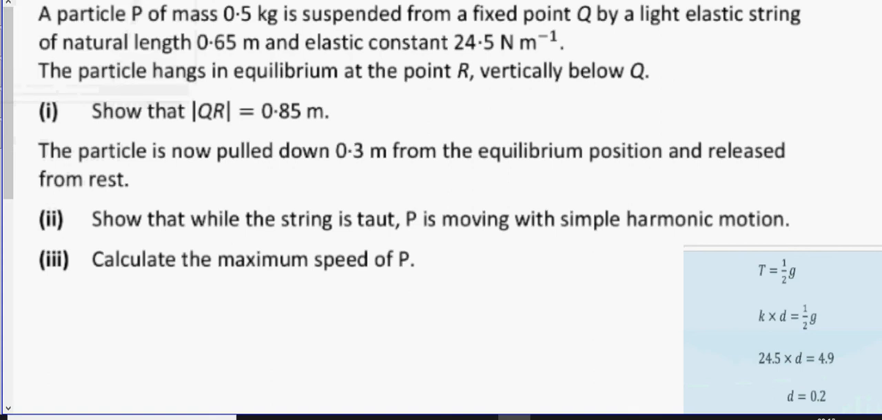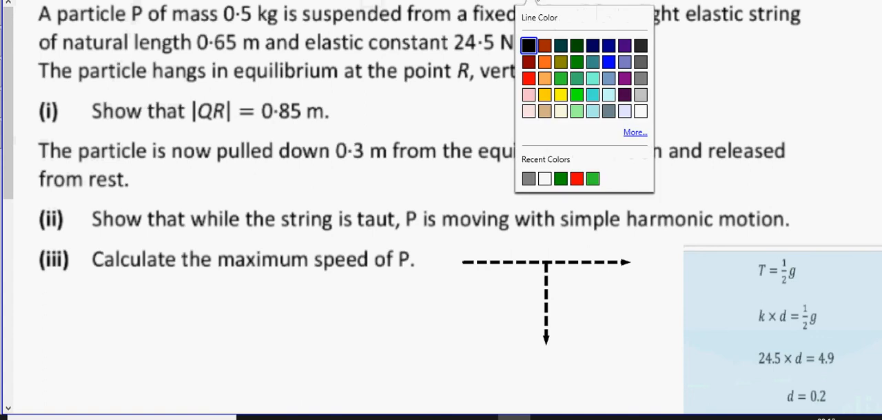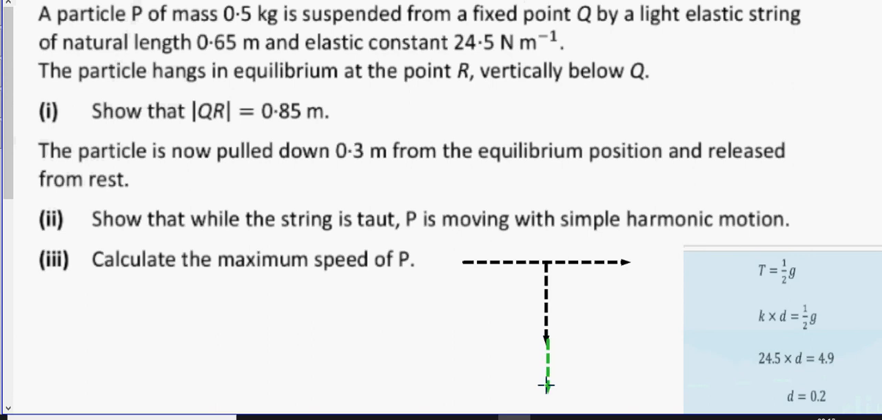So we're suspended, and it's looking like we're suspended from above. And so once again, I'd like to sort of divvy up my colours. Black part represents natural length. Green part represents the extension at equilibrium.